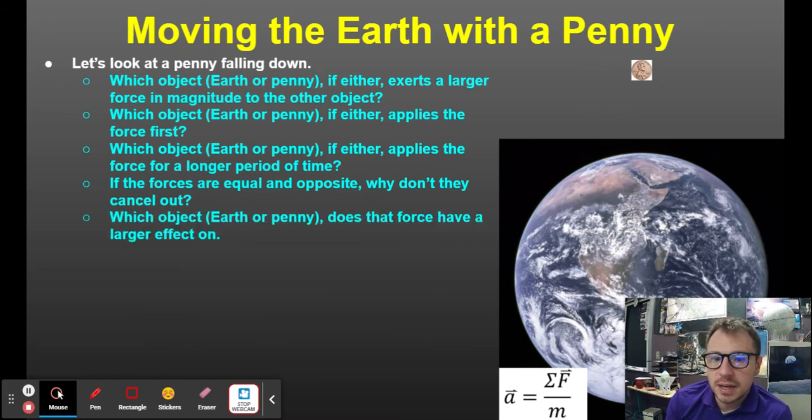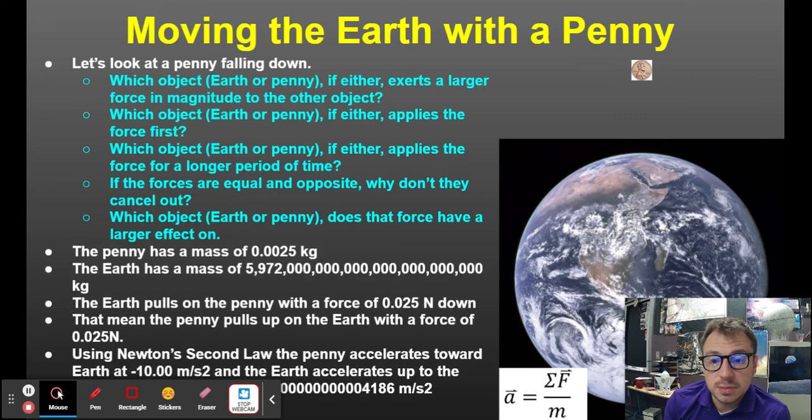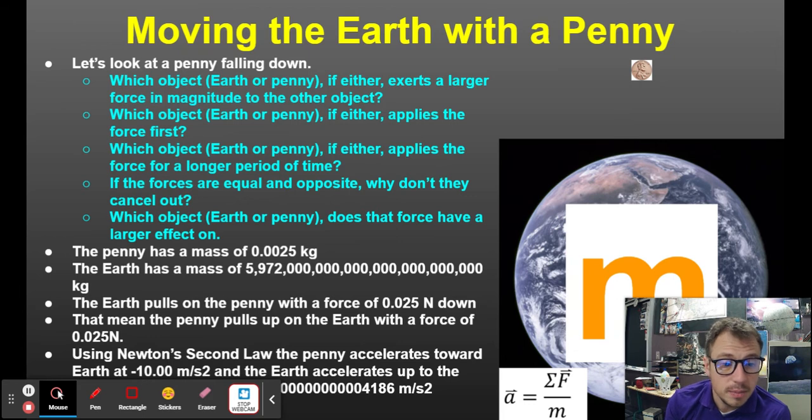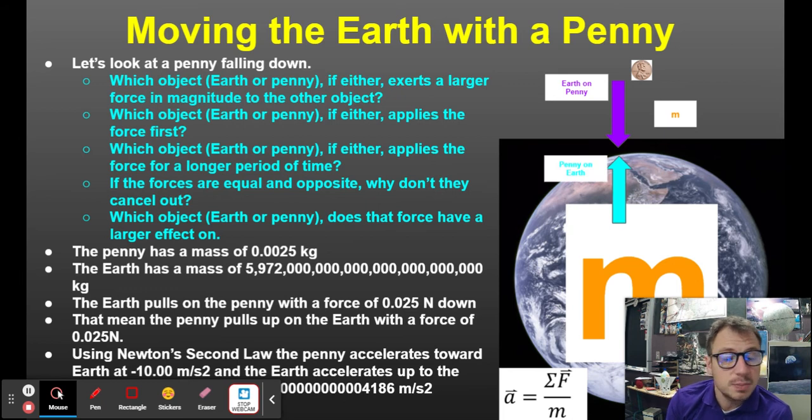Which object, the earth or the penny, does that force have a larger effect on? Well, obviously, it's going to have a larger effect on the penny. And it's because it has a smaller mass. Look at the mass of the earth, and the mass of the penny is so much smaller. So the earth is pulling on the penny, and the penny is pulling right back on the earth. The net force on the penny as it's falling means it's going to accelerate. There's that same force acting on the earth.